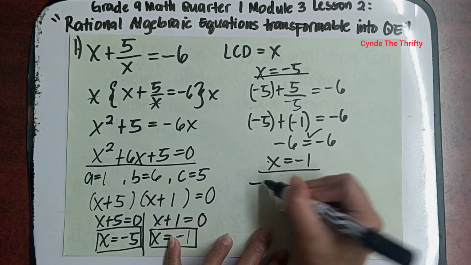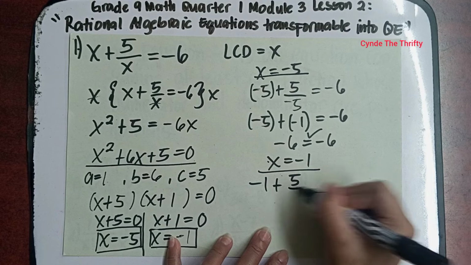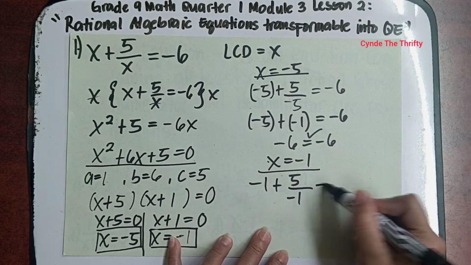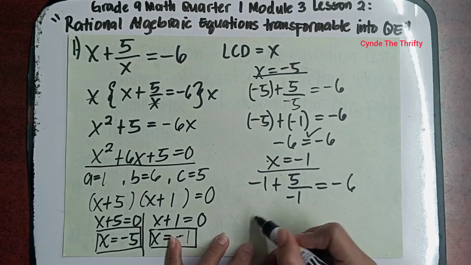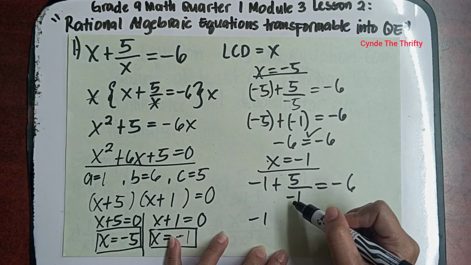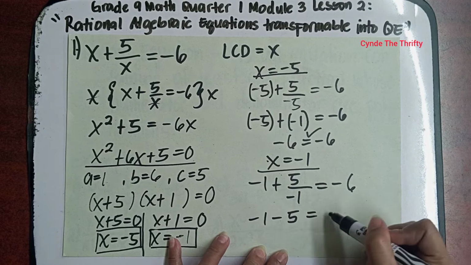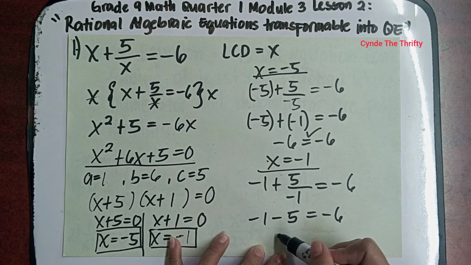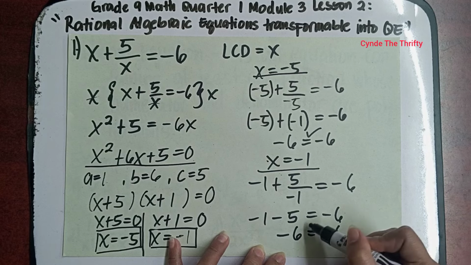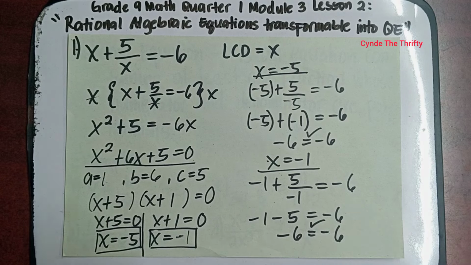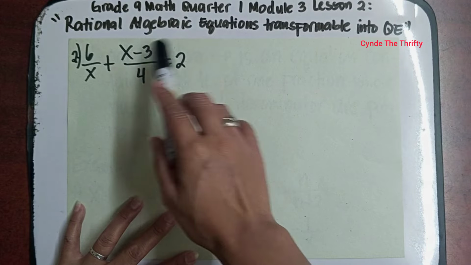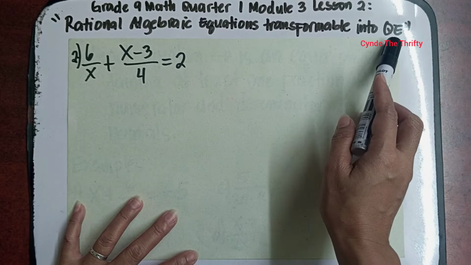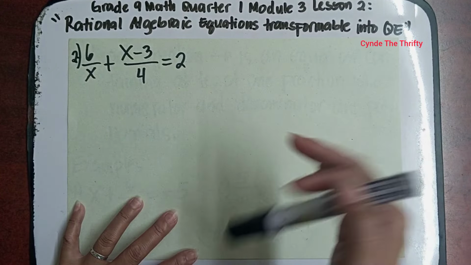So, x, negative 1, plus 5 over negative 1, si x, is equal to negative 6. So, negative 1, positive 5 divided by negative 1 is equal to negative 5. Negative and negative, add, then copy the common sign. So, 5 and 1 is 6, is negative 6. So, equal. So, therefore, tama ang ating solutions na x is equal to negative 5 and x is equal to negative 1. Madali lang mag-solve ng rational algebraic equations, no? Madali lang siya i-transform into quadratic equation and then madali lang ding hanapin ang kanyang roots.